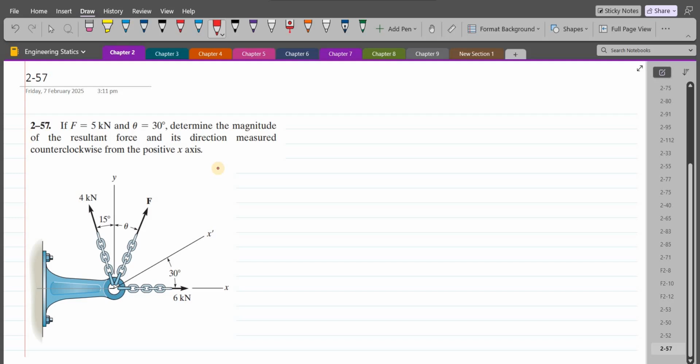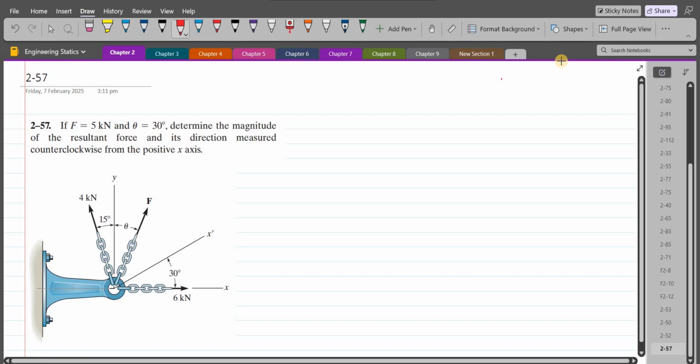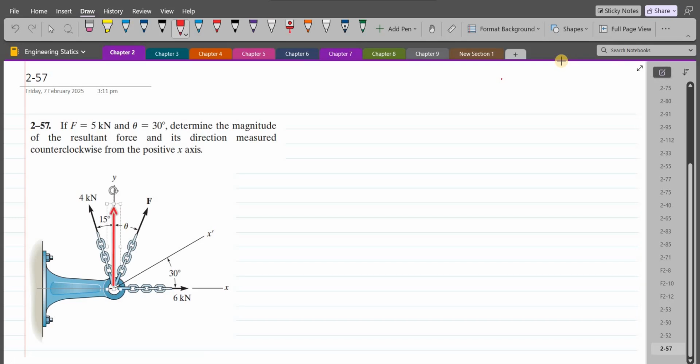Now to solve this problem, first of all, we have to resolve the forces into their components along the x and the y axis. So for force F, we have a vertical component and the horizontal component. For the 4 kilonewton force, we have a horizontal component and the vertical component. This 6 kilonewton force has a single component directed along the positive x-axis, so we don't have to resolve it.